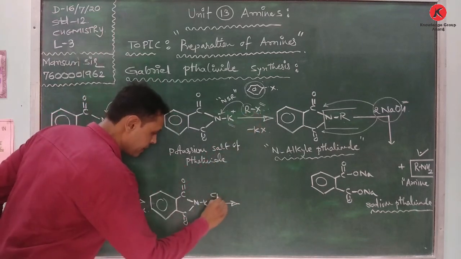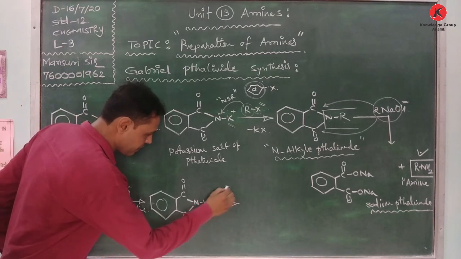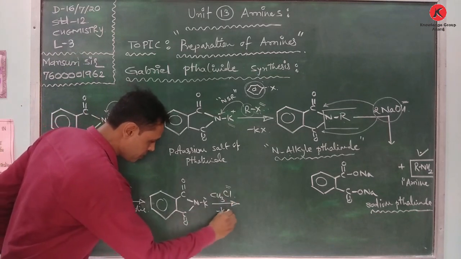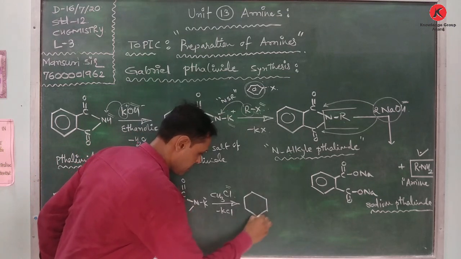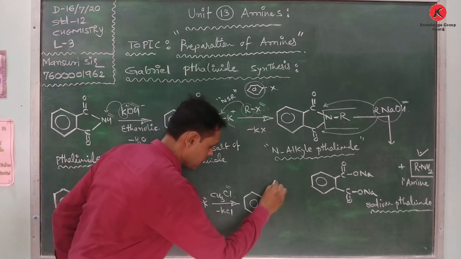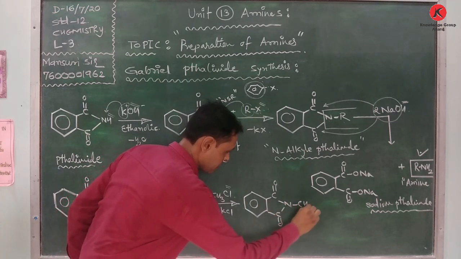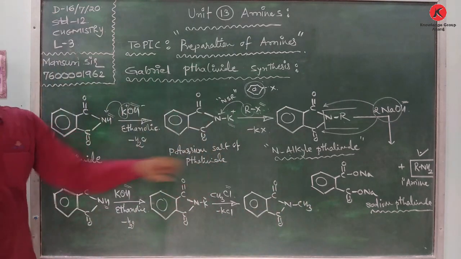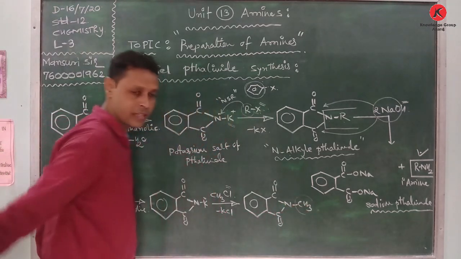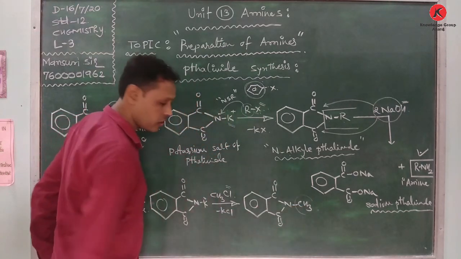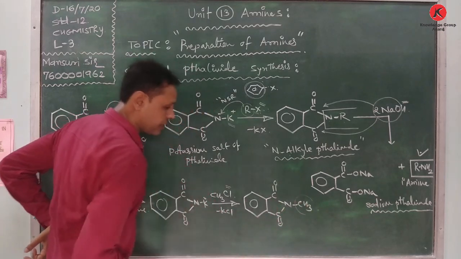Thereafter methyl chloride is added, then KCl will be removed. That is why N-methyl phthalimide is obtained. This is N-methyl phthalimide. Methyl is on the nitrogen atom. So N-methyl phthalimide is obtained.